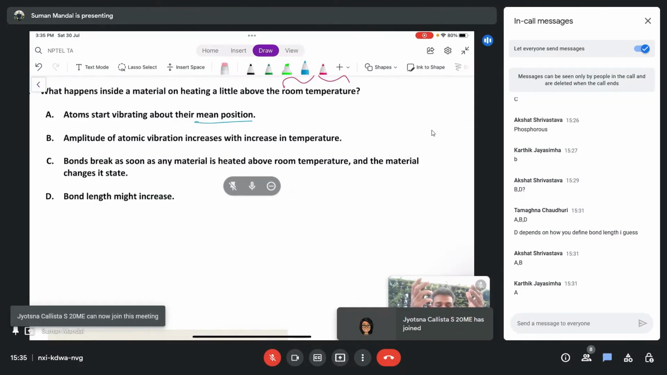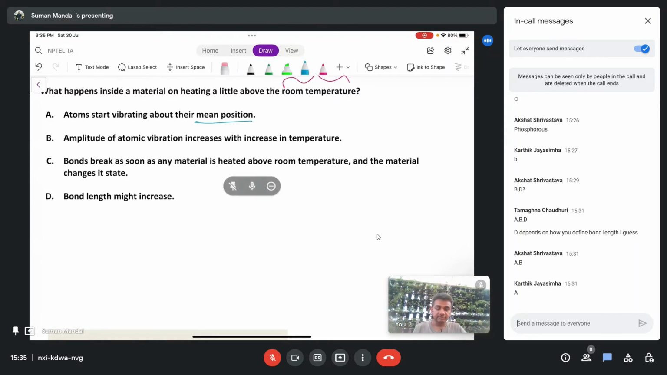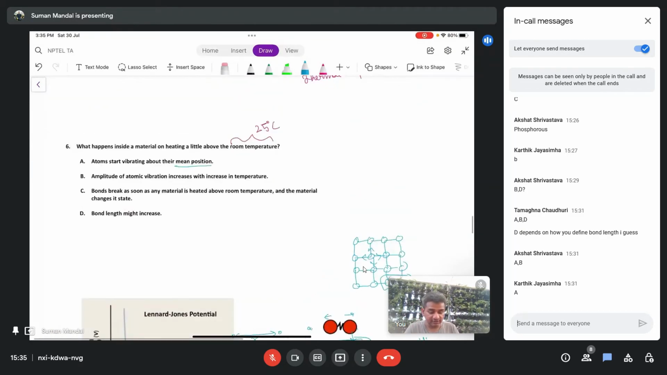So when you heat ice, it becomes water. Why does it become water? Because the atoms, the molecules, want to move away from each other. And how do they move away? They wriggle, and they wriggle so hard that the mean distance between them increases. And so the option is definitely correct. We know that they vibrate about the mean position.